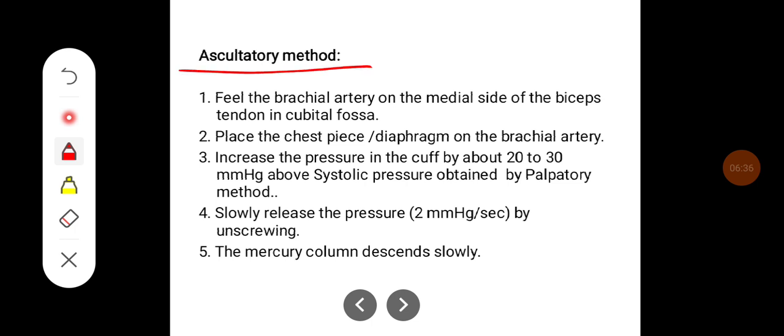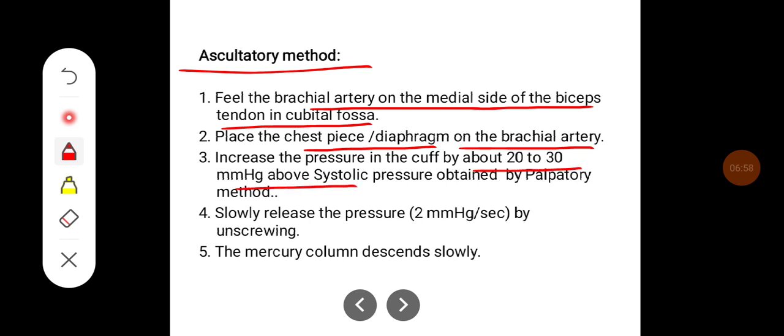Then coming to auscultatory method, initially you feel the brachial artery on the medial side of the biceps tendon in the cubital fossa. Then place the chest piece of the stethoscope on the brachial artery. Then increase the pressure in the cuff about 20 to 30 mm Hg above the systolic blood pressure obtained by palpatory method.